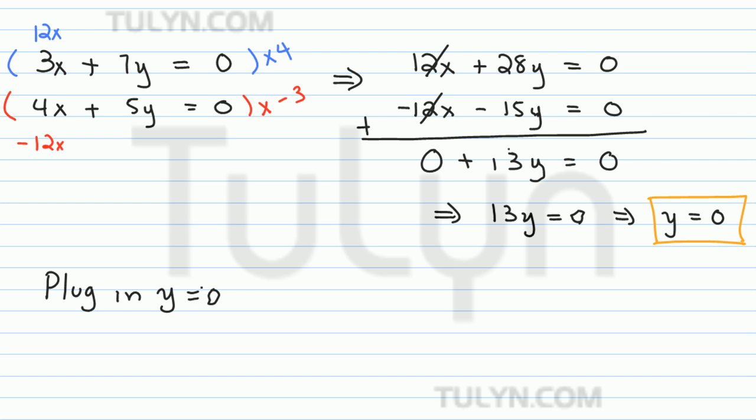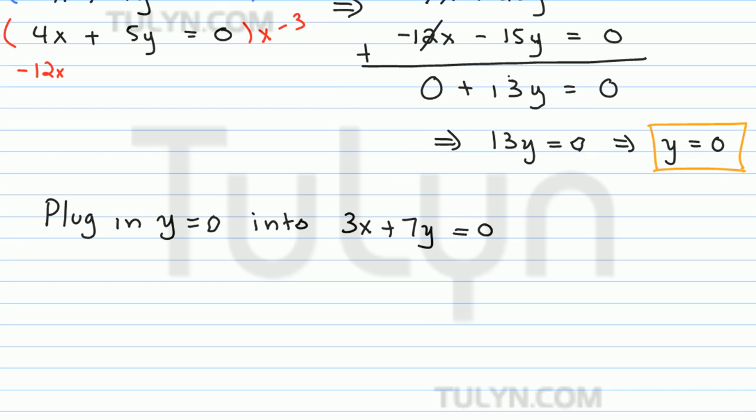into one of the equations so that we can solve for x. So I'm going to plug it into the first equation. So 3x, that just doesn't look nice at all, so let me rewrite it. So I want to plug y equals 0 into 3x plus 7y is equal to 0. So now, doing that, we get 3x plus 7 times 0 is equal to 0.